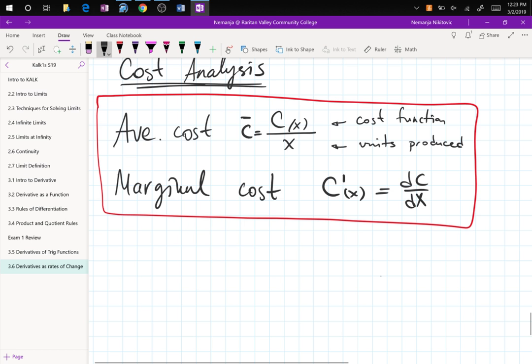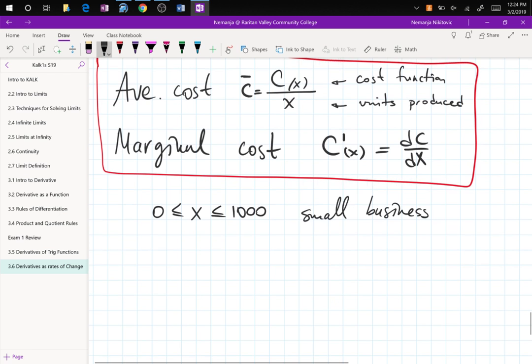So now we want to take a look at a small business. And this particular small business will be making 1,000 units of something. So 0 ≤ x ≤ 1,000, small business. And their cost function is given by negative 0.02x squared plus 50x plus 100.